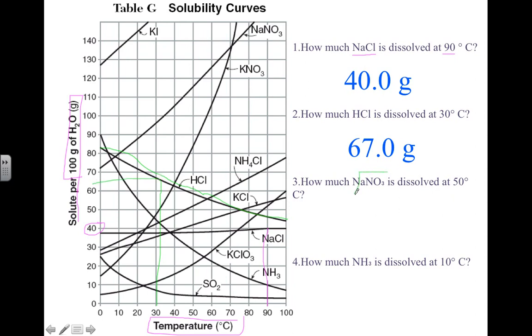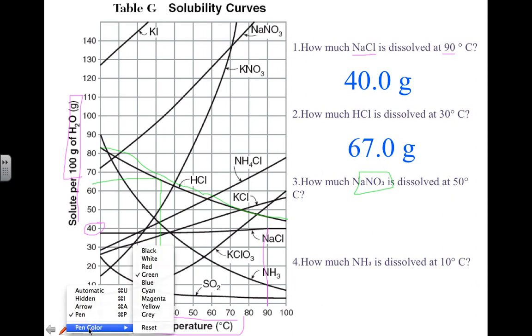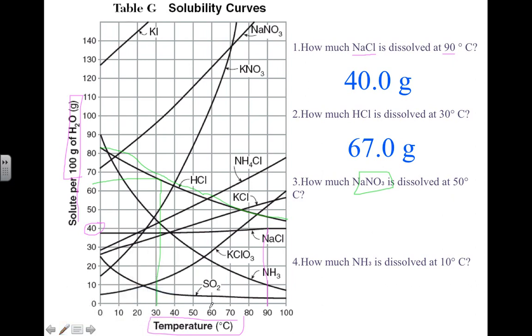How about NaNO3? How much dissolves at 50 degrees? You got the idea. Go on the bottom. Let's get you a new color pen. Let's go with the light blue. Everybody loves this color, cyan. I'm going to go up until we get to this line, and then you're going to go across. It's about 115 grams. You do this one by yourself.